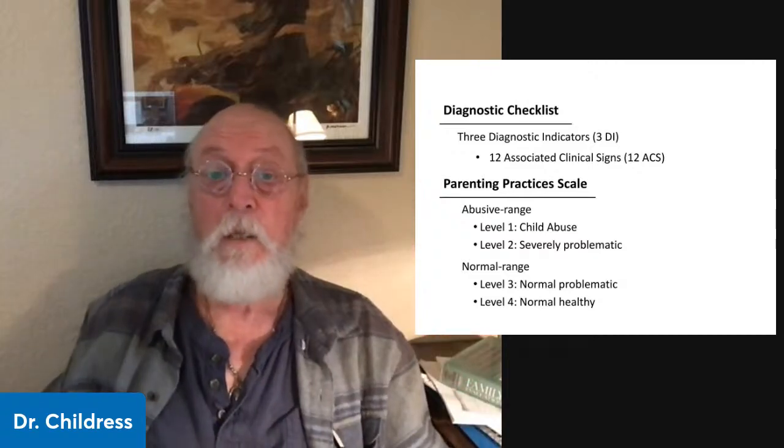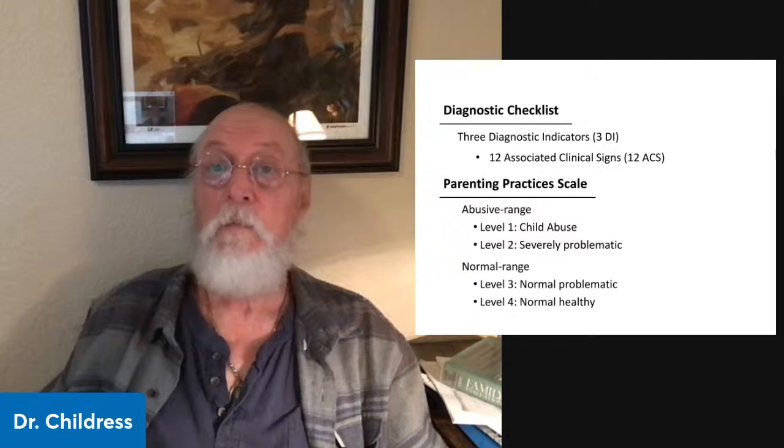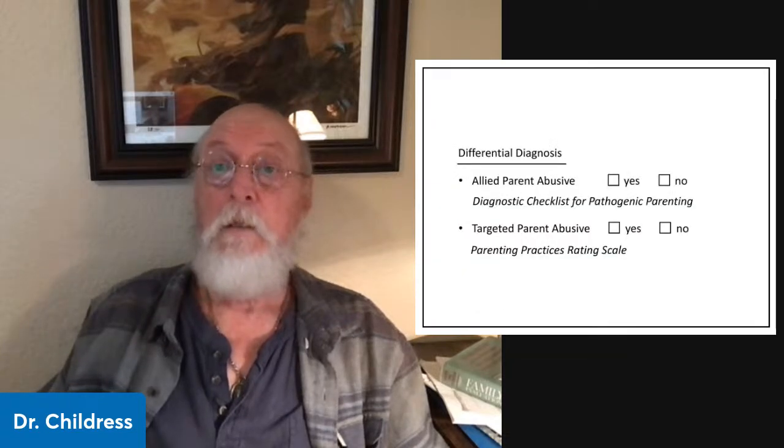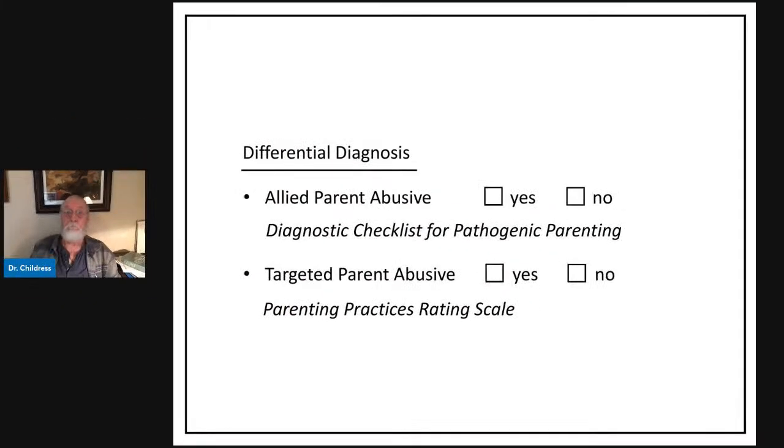Okay. And it's an easy checklist. So it should be just like routinely collected by all mental health professionals. And here it is. Here, easy. The question whether the allied parent is abusive is the diagnostic checklist for pathogenic parenting. If those symptoms are not present, then no, you have some other issue going on. It's not the psychological child abuse, persecutory delusion, factitious disorder, if those symptoms are not present. If they are, yes, it is.